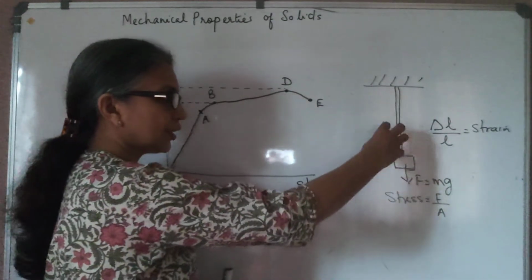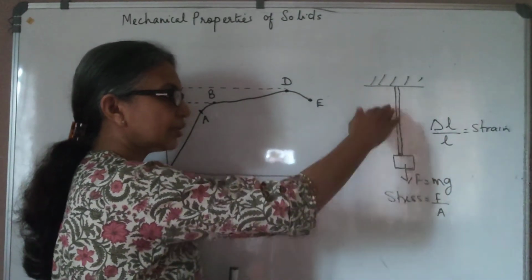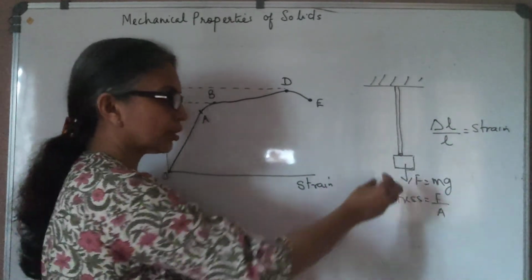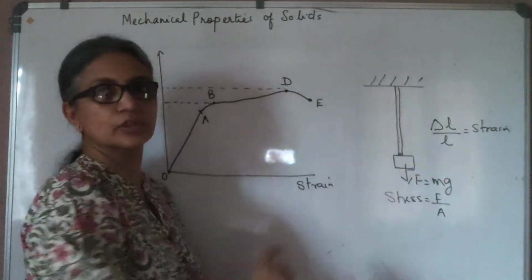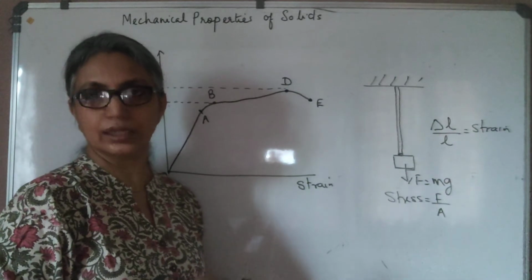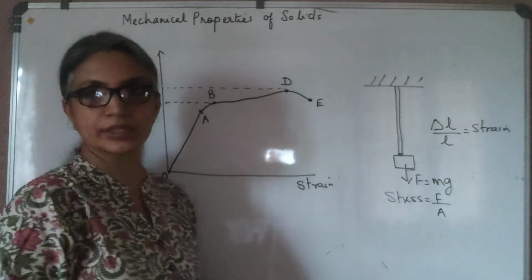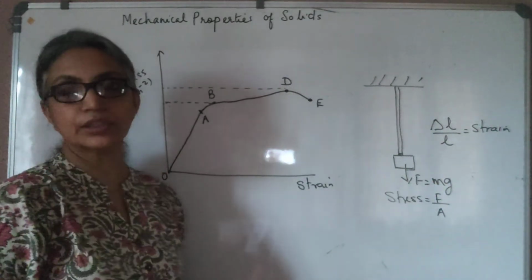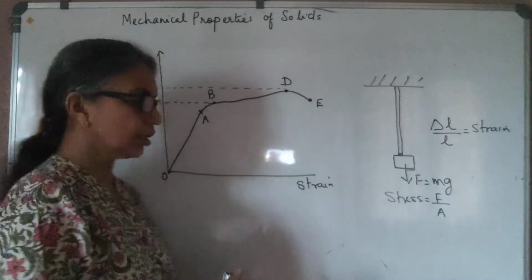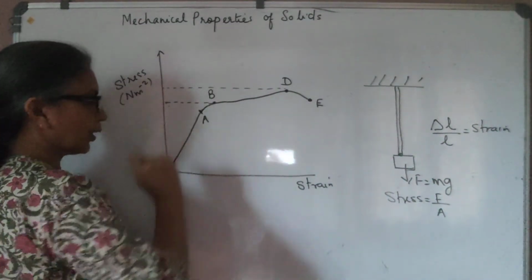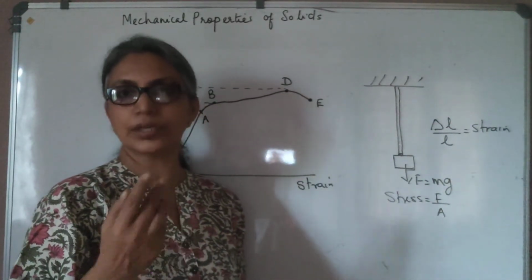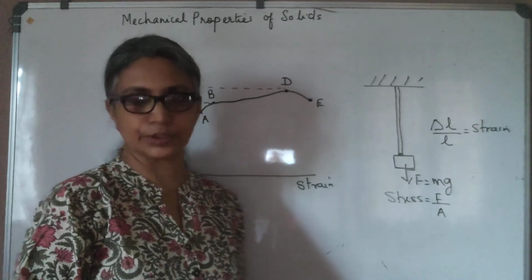Let's say you loaded it and it increased its length by delta L. If you completely unload it, remove all the load, it will go back to its original length L. If it is able to go back to its original length when the complete load is removed, then you know that it is in the elastic region. So this O to A, two things. One, the body obeys Hooke's law. It's also in the elastic region.